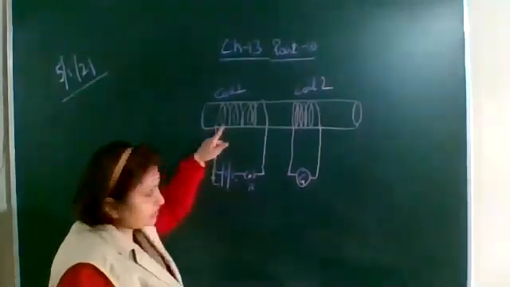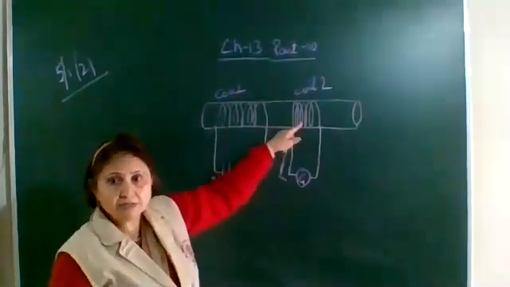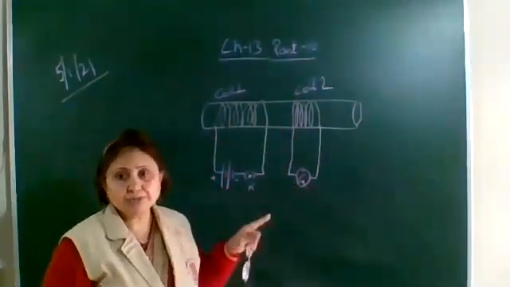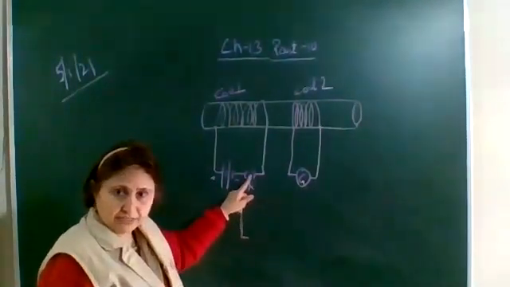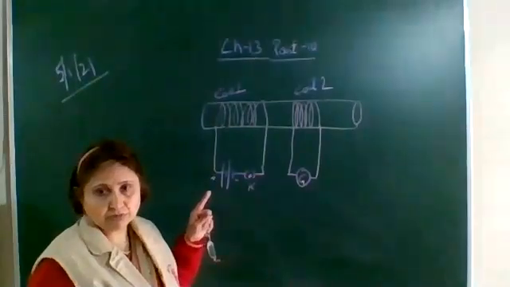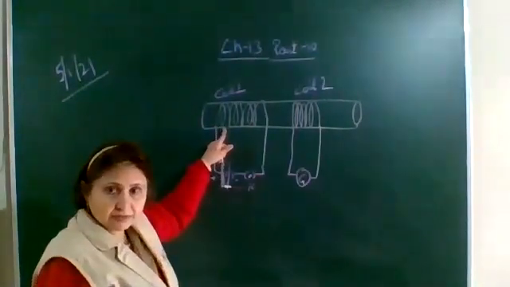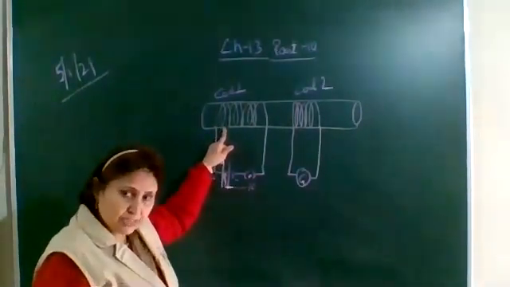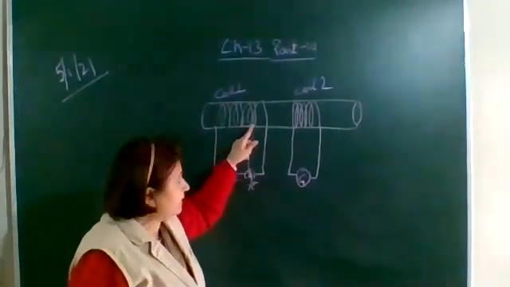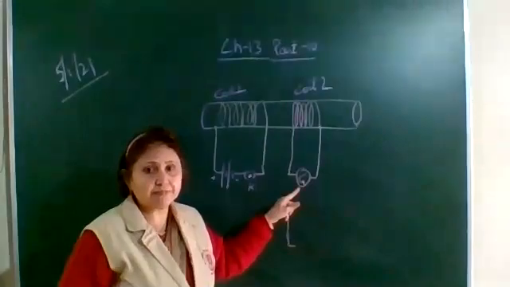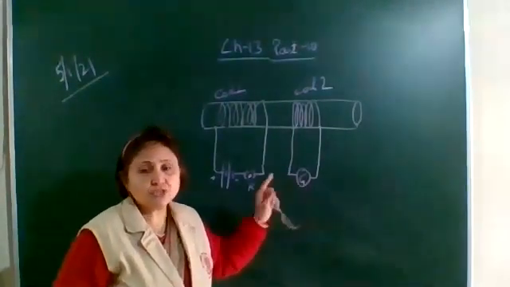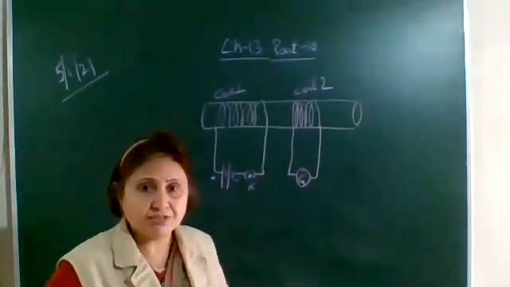So by changing the magnetic field in coil 1, induced current is produced in coil 2. The same way, when the key is taken out, the current in coil 1 reduces to 0. So the magnetic field across this coil is also reducing. Magnetic field is changing, so the galvanometer shows a deflection.